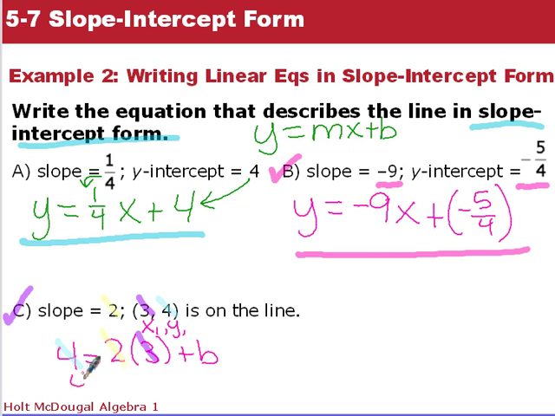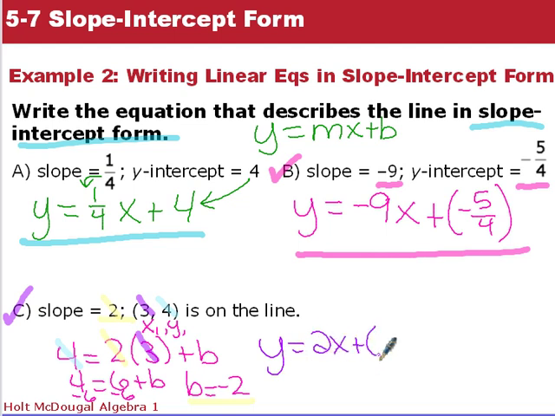So now we can solve this equation for b. We get 4 equals 6 plus b. Subtract 6 from both sides. b is going to equal -2. So now we have our y-intercept, and we have our slope. So we can write the equation for this line. y equals 2x plus a negative 2. So again, when you're given a point, plug in your x and your y terms into this. And again, the only thing we don't know is b. So we're solving for b. And this becomes our equation for that line.